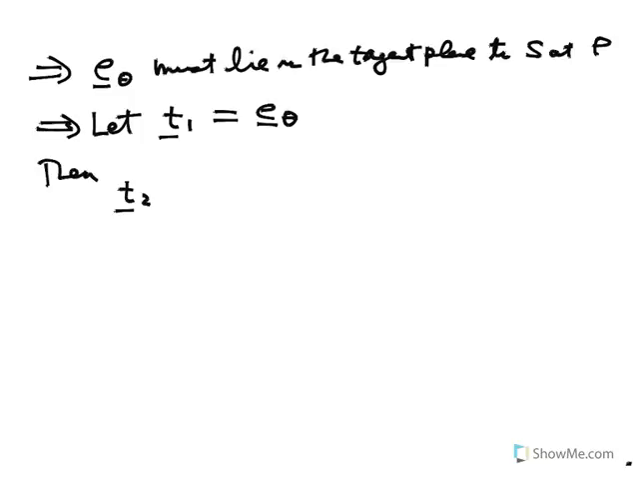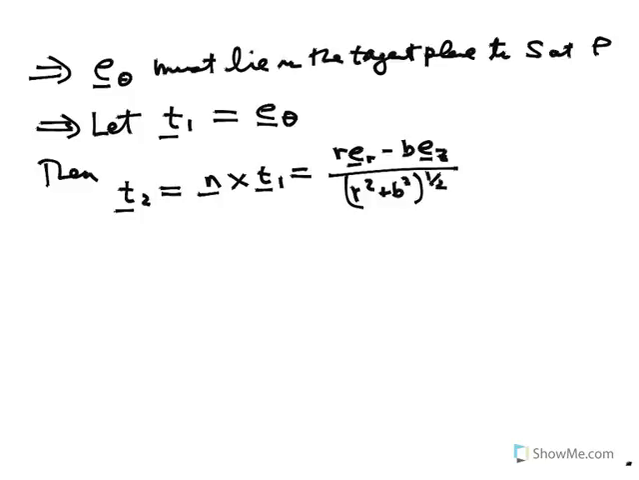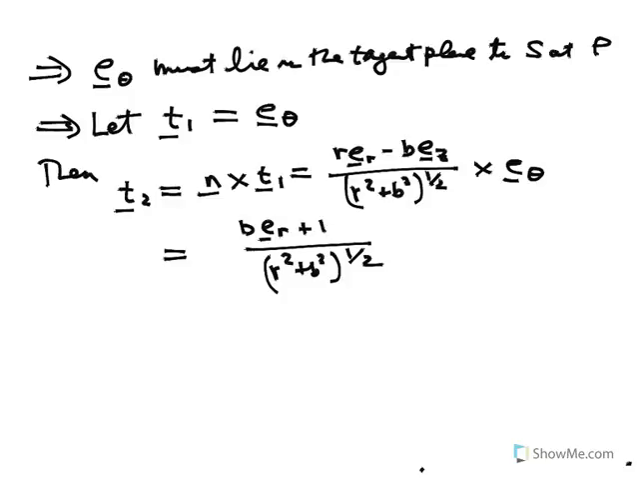So then T2 can be given as, if I say n is the third vector and T1 is the first vector, it's n crossed with T1, which is equal to the vector n that I just constructed, which is r er minus b ez, all divided by r squared plus b squared to the 1/2, crossed with e theta, because e theta is my first vector. And so what do I get? Well, I have an r squared plus b squared to the 1/2 in the denominator, and I've got er crossed with e theta is ez, and ez crossed with e theta is minus er, so I get b er and then plus r ez.